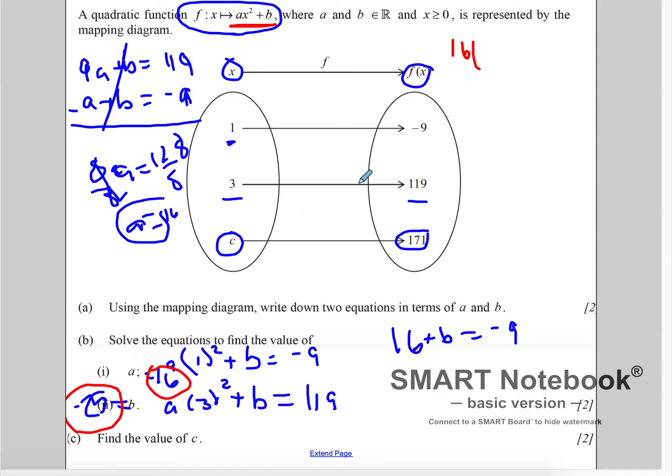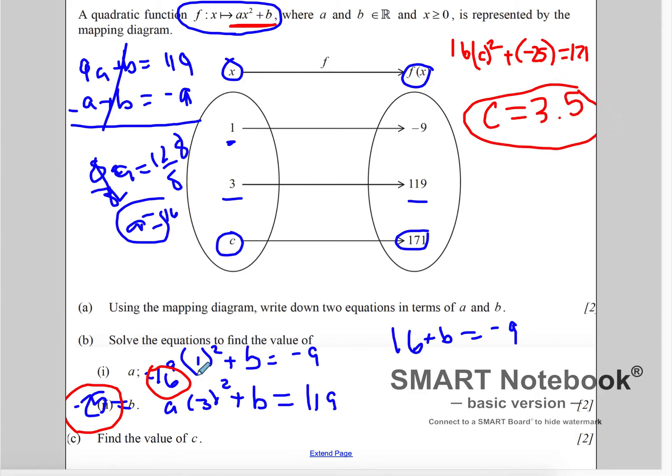I don't know what my c value is, so I'm just going to say that it's c, right? C squared plus, I know what my b value is. It's -25, right? And then I know what it's going to be equal to. It's 171. So once you solve for this, you'll see that c is equal to 3.5. So maybe that was a little tricky to see because you had to plug in what you had just received as answer choices.